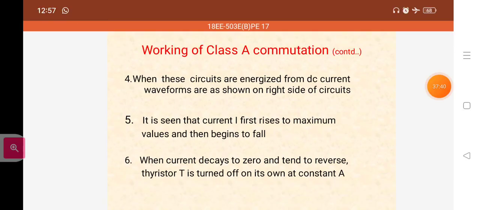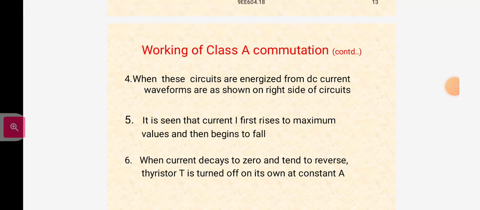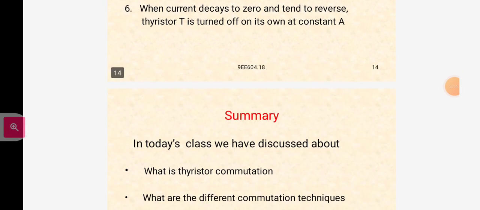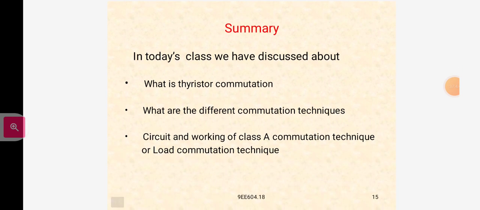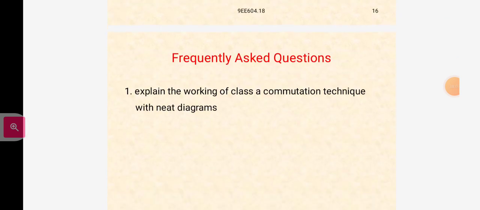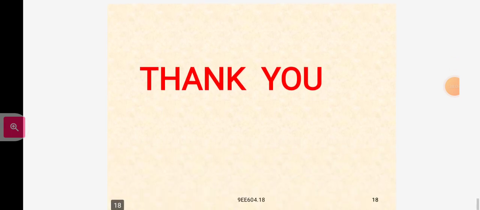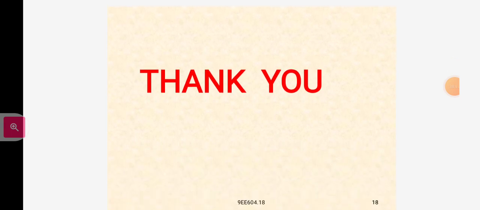So now we can watch the YouTube video for class A commutation. Now we have learned in this class what thyristor commutation is, what the different commutation techniques are, and the circuit and working of class A commutation technique, or load commutation. Here we have a few quiz questions and a few frequently asked questions. Next class we are going to discuss class B commutation.